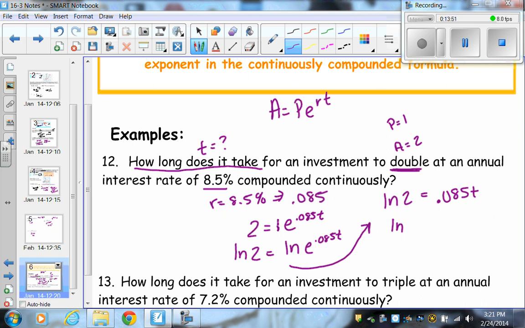So the natural log of 2 divided by 0.085 is my answer for t. When I do that, I get 8.15 for t. The question says, how long does it take? We're always going to take this and round up, so my final answer here would be 9 years.